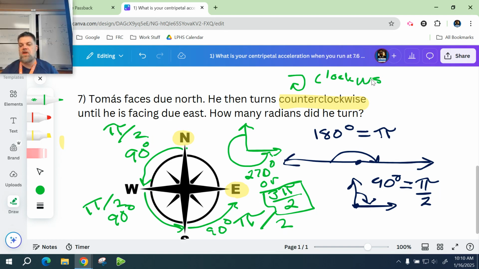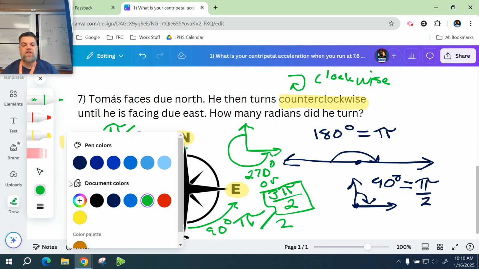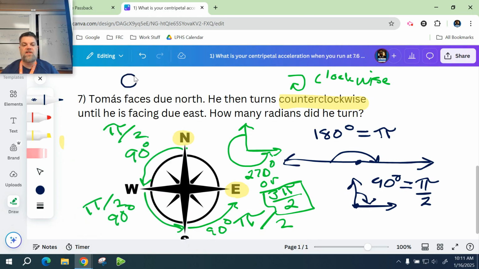And just think, which way do the hands on the clock spin? And then a different color. Counterclockwise is the opposite direction. So that's counterclockwise. Now, if you're not 100% sure on clockwise and counterclockwise, you probably should write this down in your notebook. Okay?